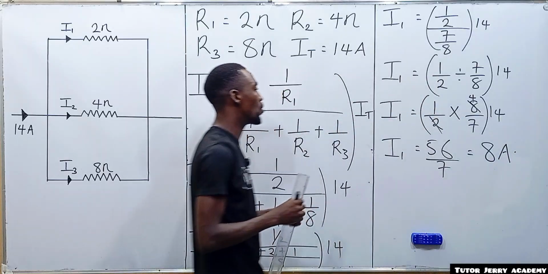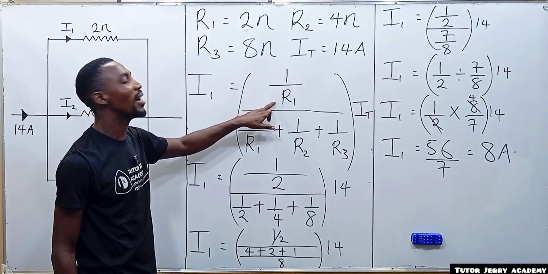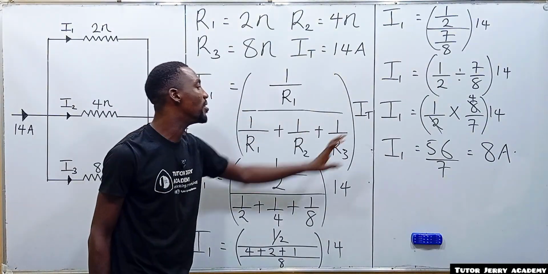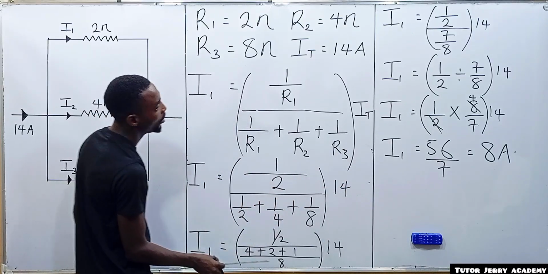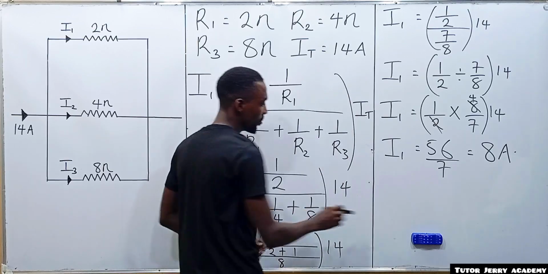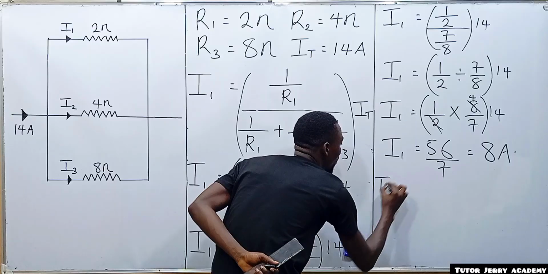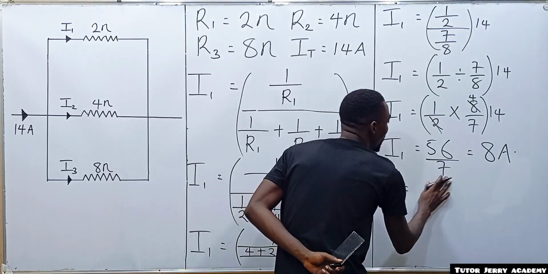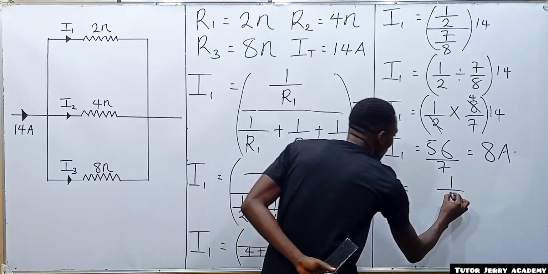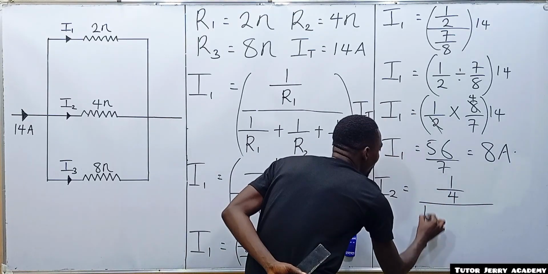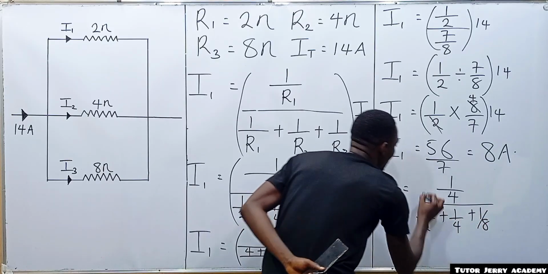All right. So this is how to solve for I1. So how do we solve for I2? I2 will be equal to 1 all over R2 all over the summation of everything that we have here. And we have resolved the summation of everything that we have here to be 7 over 8, right? So I2 will be equal to 1 all over R2. What is R2? R2 is 4, all over 1 all over 2 plus 1 all over 4 plus 1 all over 8, multiplied by 14.